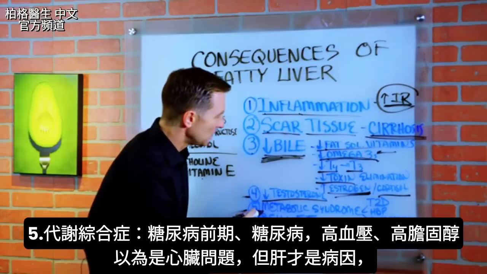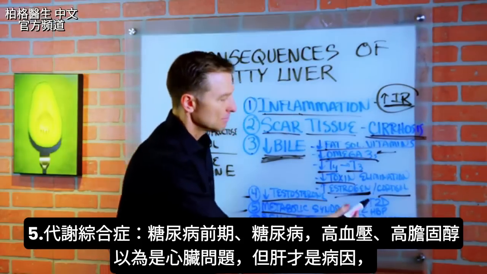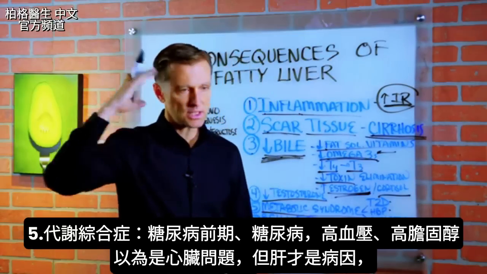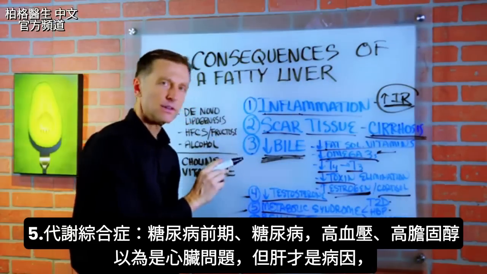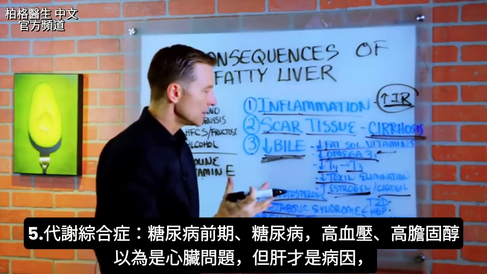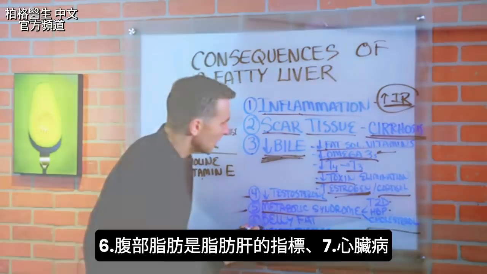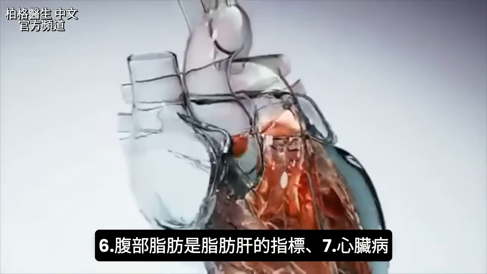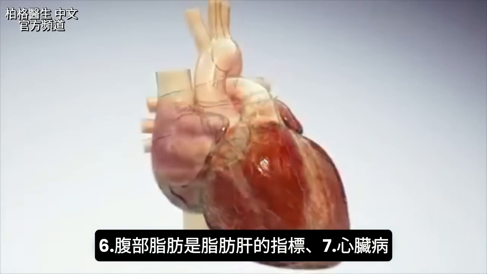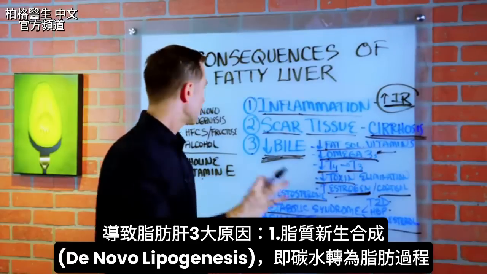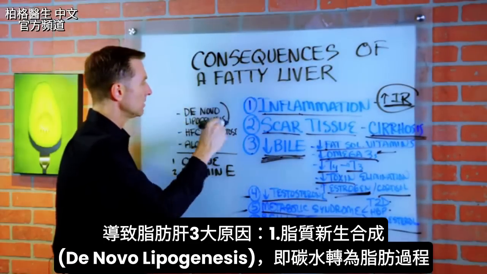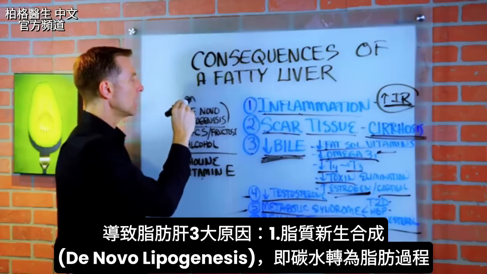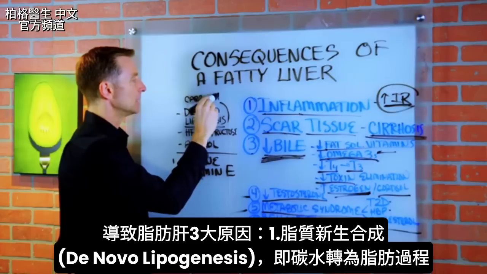Number 5, they start developing metabolic syndrome. Might be pre-diabetic or diabetic, high blood pressure, high cholesterol, and they're focused on the heart, not the liver. The liver is the cause, the heart is the effect. Belly fat, that's the number 1 indicator for a fatty liver, and heart disease, as I mentioned over here. So there's 3 big things that cause a fatty liver, and one is called de novo lipogenesis. This basically is the conversion of carbs to fat in your body.